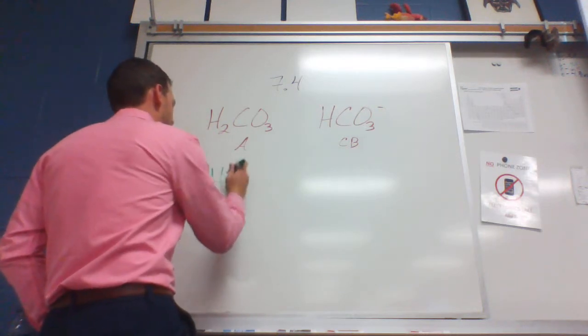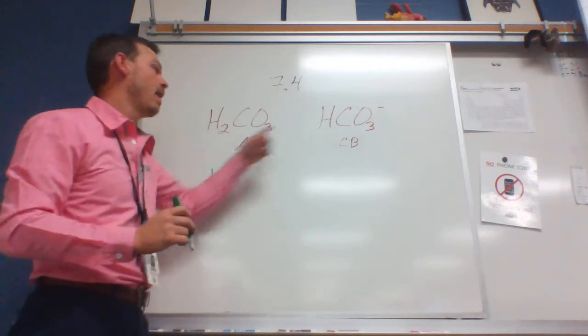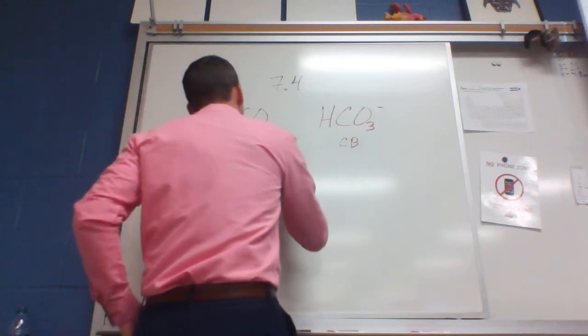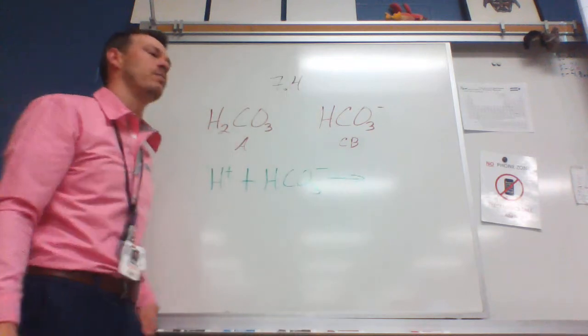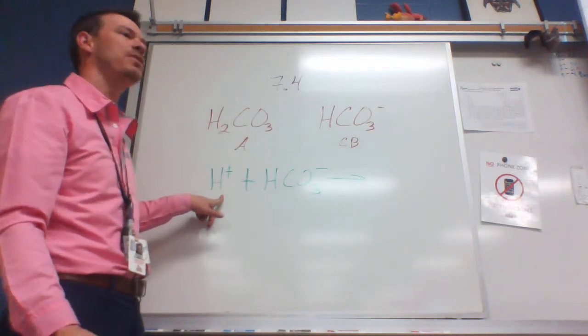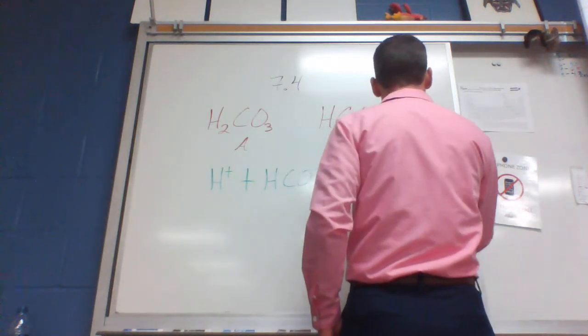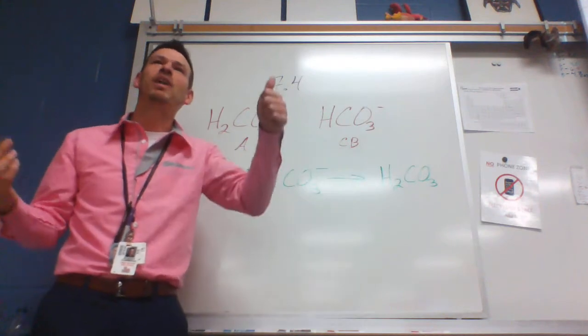If we add H plus to your blood system, it's going to interact with one of these two species. It's going to interact with the HCO3 minus. And what will be formed if this ion gobbles up that acid? It'll form H2CO3. And suddenly your blood is like, I already have that. We good.